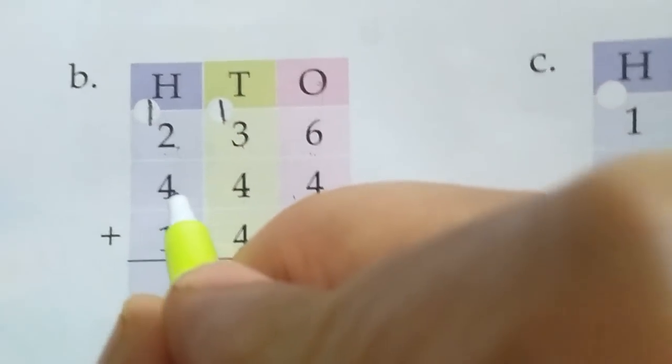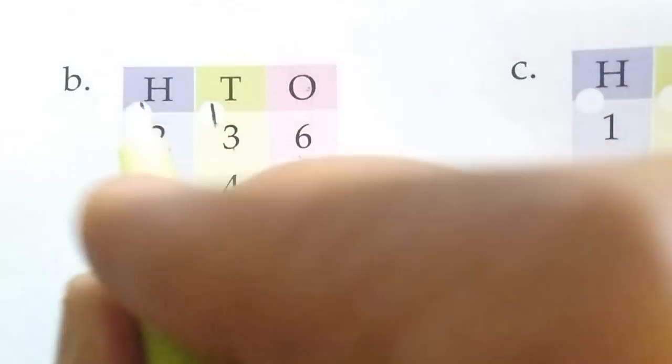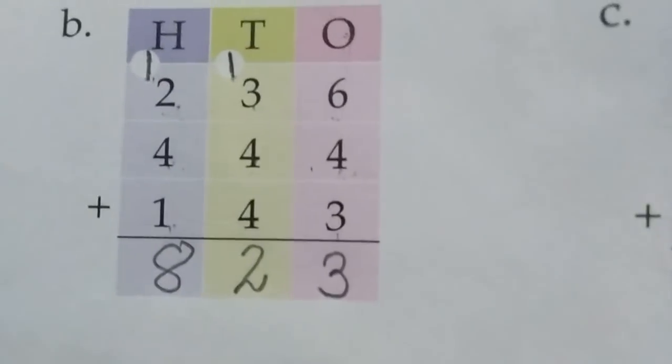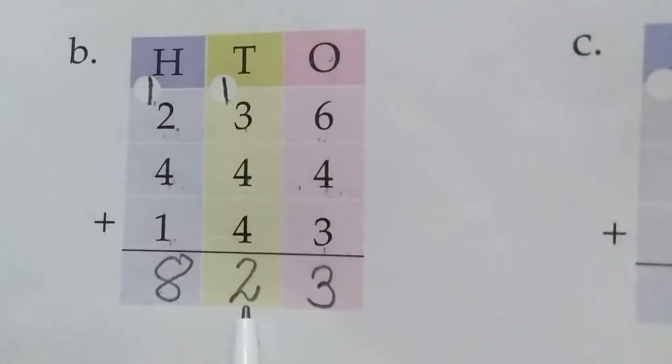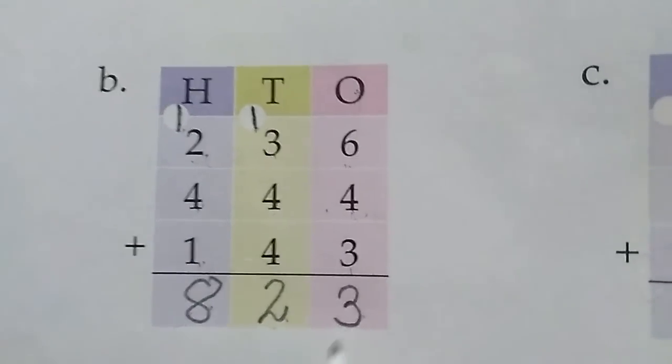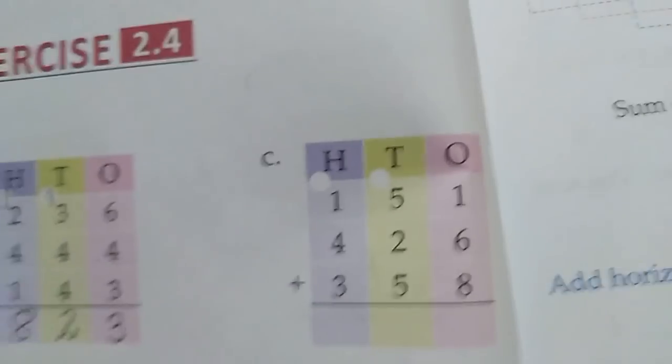2 plus 4 is 6, 6 plus 1 is 7, 7 plus 1 carry is 8. Our answer is 823. Okay students, now we come to C.